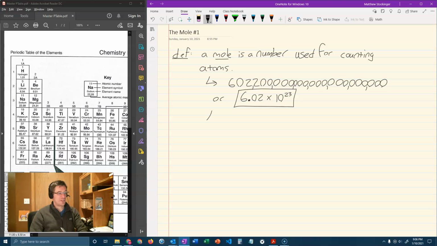Now, the guy who is credited with this number, his name was Amedeo Avogadro. Sounds kind of like avocado. And so we call this number Avogadro's number.